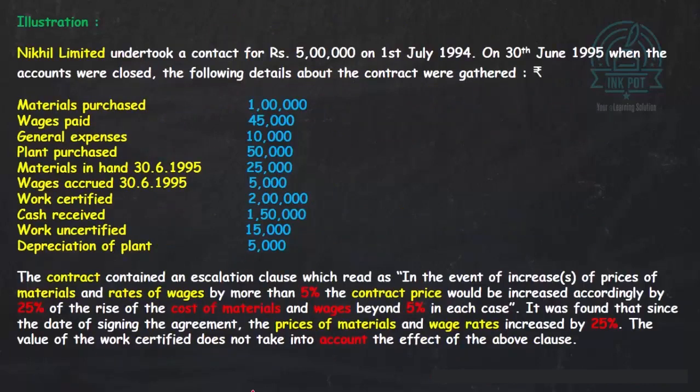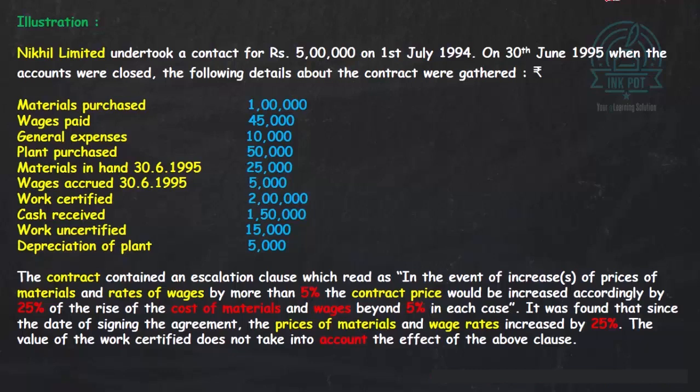Now moving on to the next question. Let's read it first. Nikhil Limited undertook a contract for ₹5 lakh on 1st July 94. On 30th June 1995, when the accounts were closed, the following details were given. Material purchased 1 lakh, wages paid 45,000, general expenses 10,000, and so on. All the expenses are given with the work certified, accrued wages, cash received, work uncertified, depreciation on plant. So we are given the cash received also, the work certified, and the work uncertified.